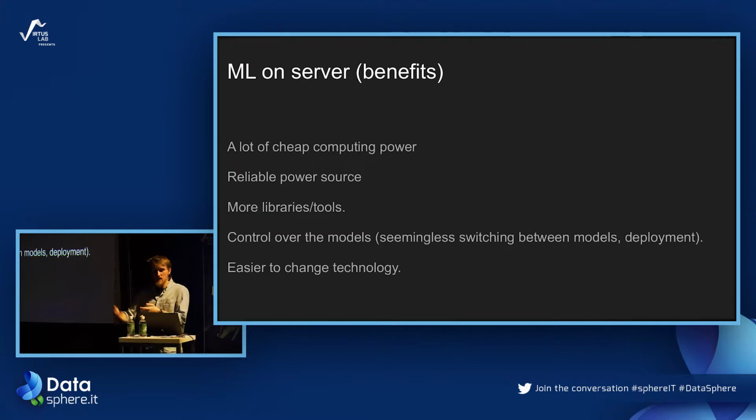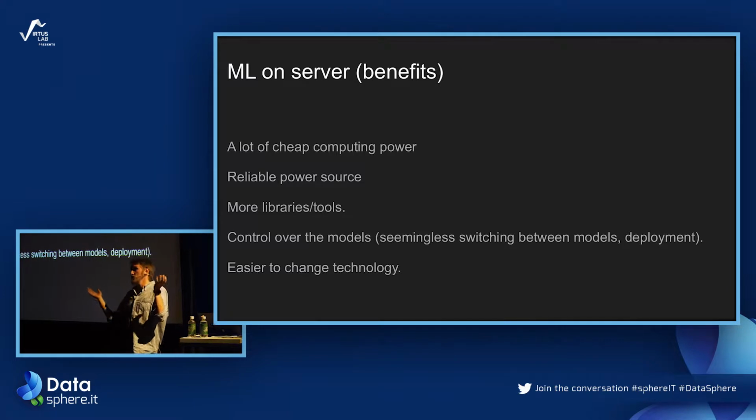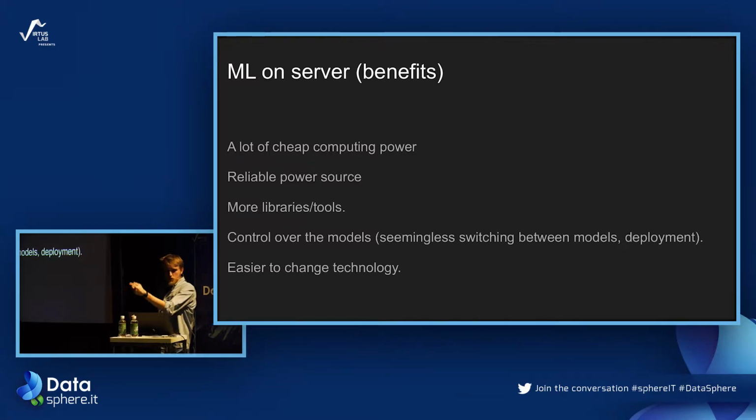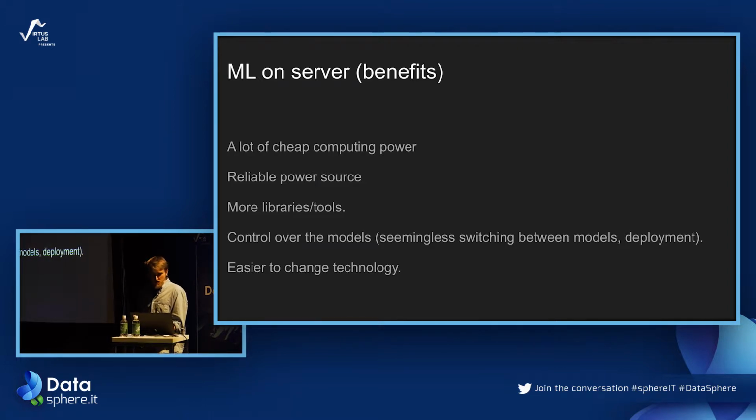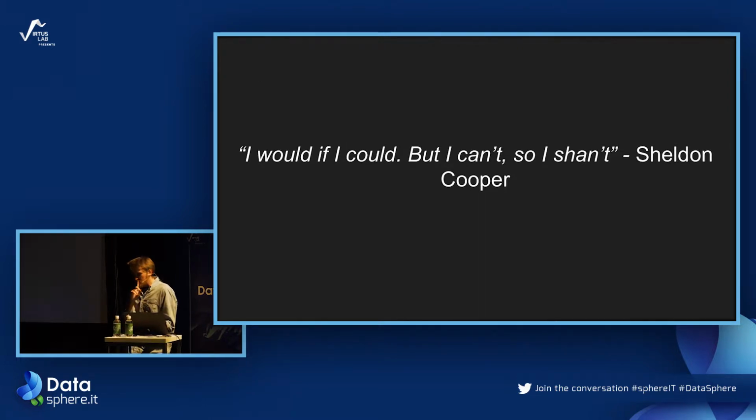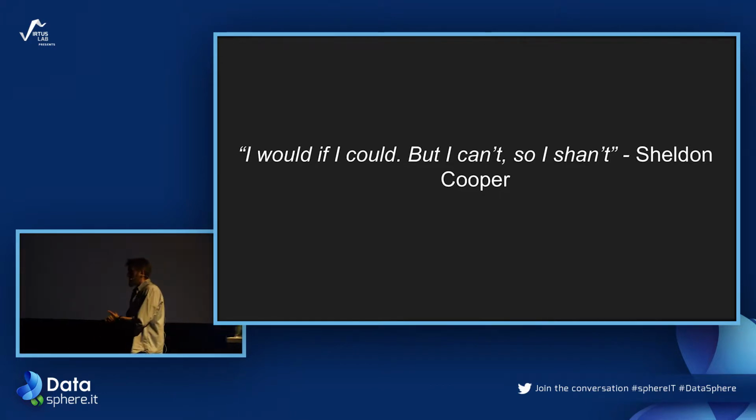So the control, we can change the technology stack quite easily. We want to use PyTorch, no problem. We want to use TensorFlow, no problem. We can use Java or whatever framework comes up. Cheap computing power, yes, and a power source, of course, because there are no problems with power when you have a server connected to the electrical power supply. Okay, so to quote scientists from the show The Big Bang Theory, I would use machine learning on the server if I could, but I can't, so I shan't.